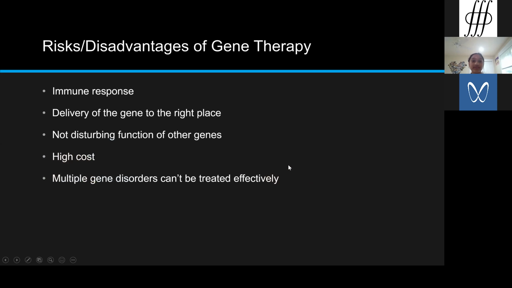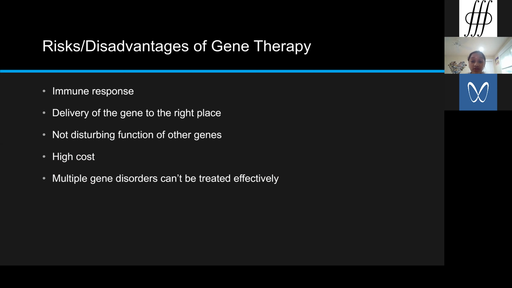Okay, so some risks and disadvantages of gene therapy. The immune response is one major risk. Your immune system fights off intruders, but the new genes might be considered intruders, and this can spark an immune response in the patient that can be harmful to them. With the use of vectors, that reduces the likelihood of triggering an immune response, which is really important to avoid.